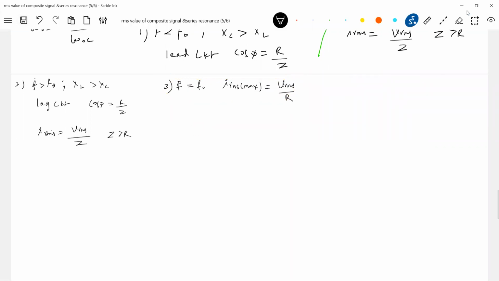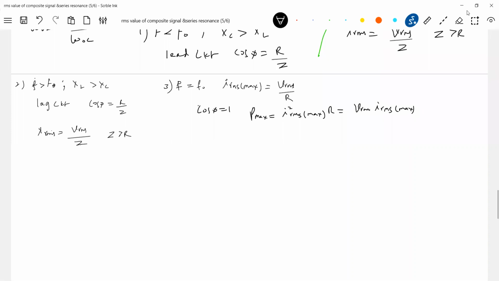Let me put it here at resonance. What is the power factor? Should be equal to 1. And what is the power dissipated? It will be maximum, which is equal to how much? I_RMS into R, or I_RMS into R is what? V_RMS, no? So V_RMS into I_RMS maximum.